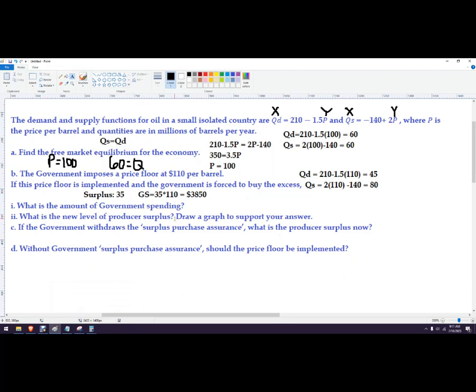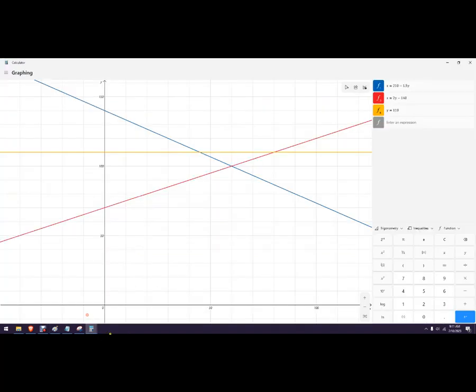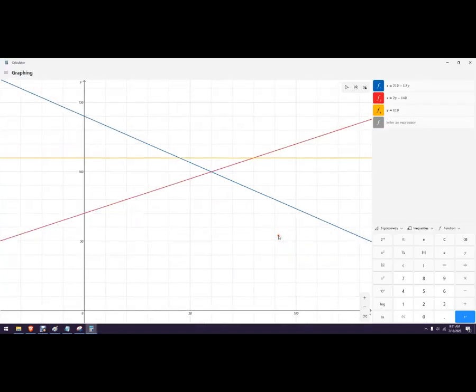What is the new level of producer surplus? So this is the difference between the price, which is 110, and really the marginal cost, the supply curve essentially. Microsoft, I don't know if this is new, it's new to me, but in the calculator, it's now got a graphing calculator, so cool. So the blue one, I had it draw out this linear demand function here. And then the red one is the supply function.